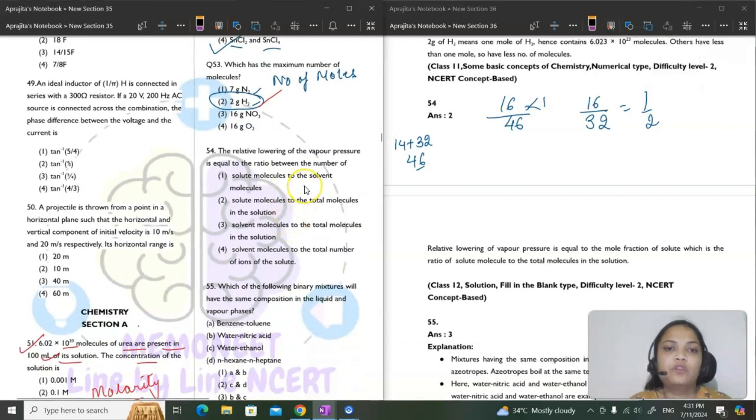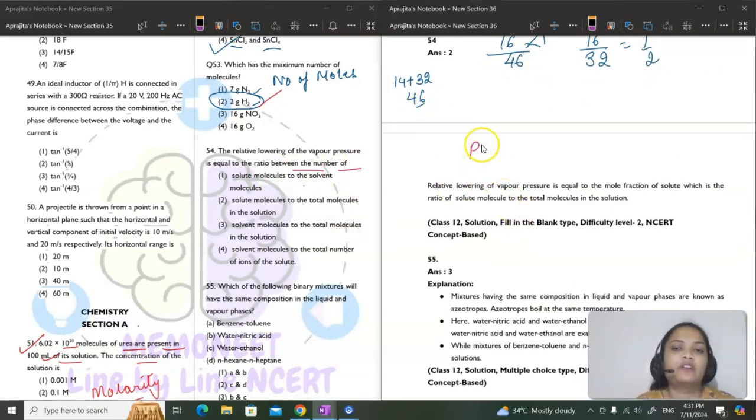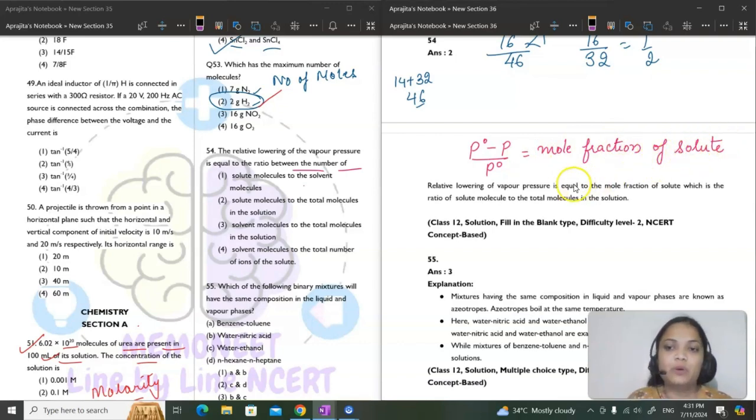Question number 54. The relative lowering of vapor pressure is equal to the ratio between. Students, you know the relative lowering of vapor pressure is P naught minus P upon P naught. This is equal to the mole fraction of solute. This we have studied in the solutions chapter.